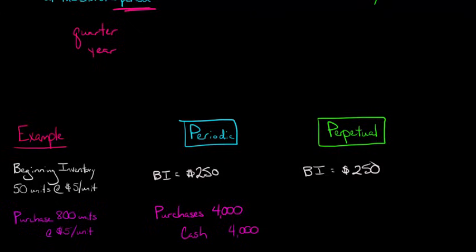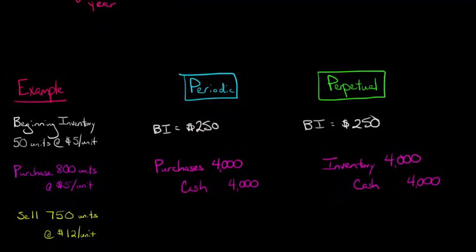Now with the perpetual system, remember we're continuously updating the inventory account. So we're going to debit inventory directly. We're going to say a debit to inventory of $4,000, and then we're going to credit cash for $4,000. Now you might be wondering, what happens to this purchases account? How is this different from inventory? That's something we're going to talk about as we get toward the end of the video, so just hang in there.